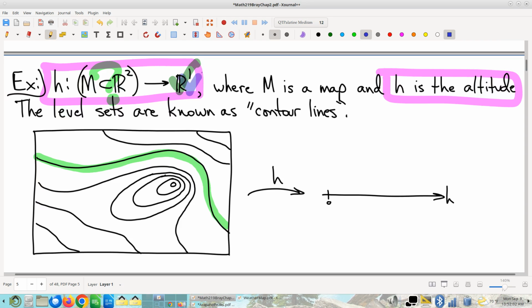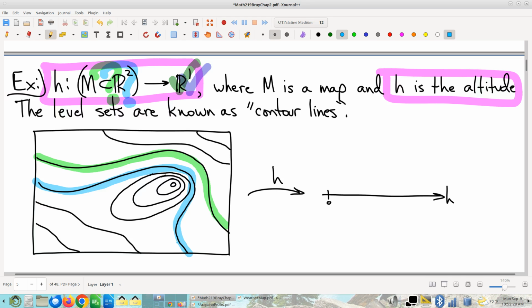And you can keep going. You can say, okay, well, yeah, but what about 400 feet? What are the points in the domain that have an altitude of 400 feet? And you get some other curve. And you can just keep going. Just think about however many different altitudes you want. Every altitude has a corresponding pre-image, namely points that are at that altitude, and you get a topographical map.